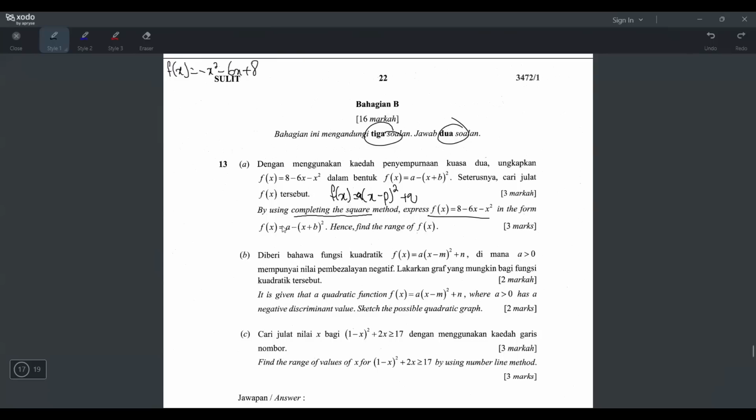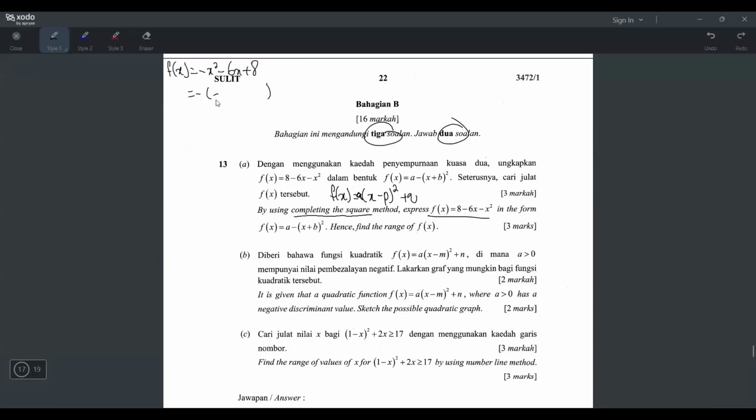So how to change to vertex form? Do completing the square. But when you do completing the square, you need to make sure your a is positive 1. And if it's not positive 1, you can't do completing the square. So now it's negative. So you should factorize out the negative, means you have to divide by negative 1. It means you have to change the sign.